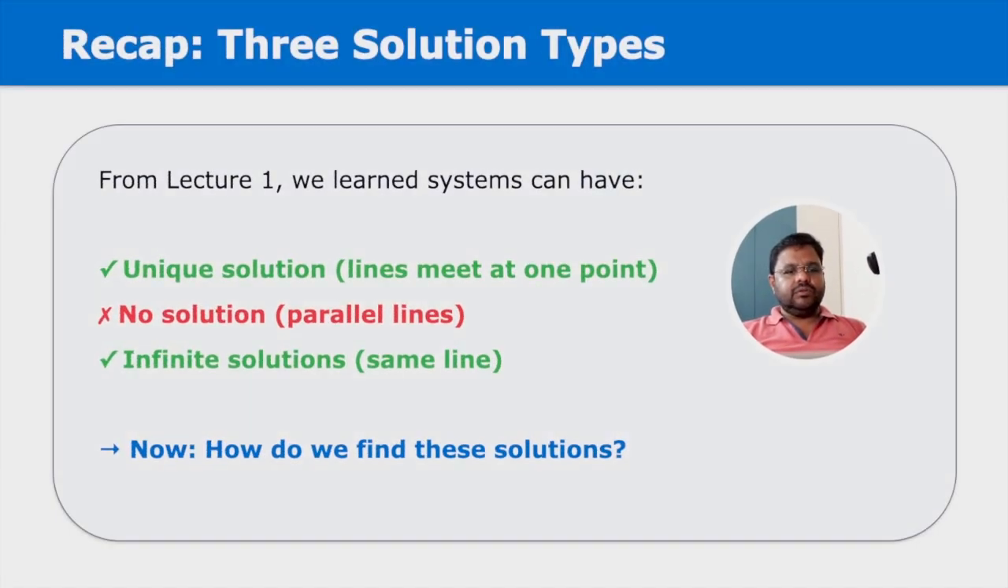In the earlier lecture, we saw the three solution types that can arise in a linear system. From lecture 1 we learned the system can have a unique solution, no solution, or an infinite number of solutions. Now in this lecture we are going to study how we find these solutions, and why the Gauss elimination method to find the solution is important and effective.